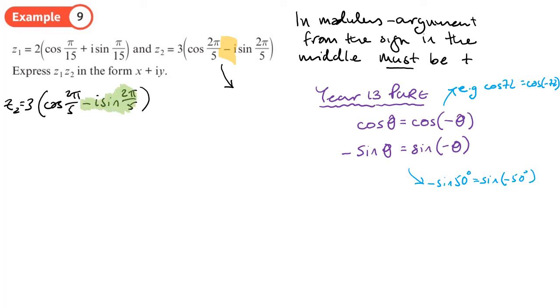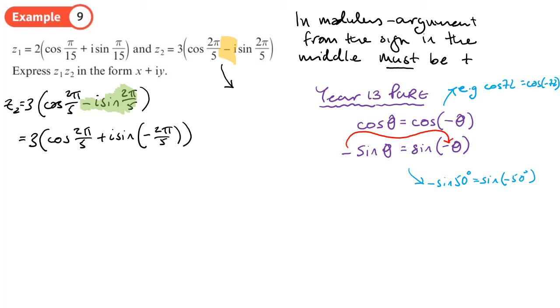Yeah, because it's negative sine something, we can change it to plus sine and change the angle to a negative. Basically what happens with sine is that the negative sign can move from in front to the angle, and we can do that because they're equivalent, they're the same. So let's do 3 cos 2 pi over 5 plus i sine. Now we write negative 2 pi over 5. We're allowed to do that.